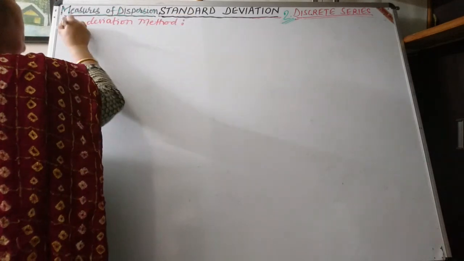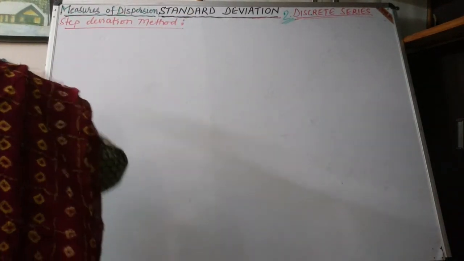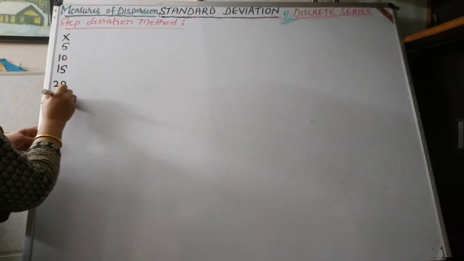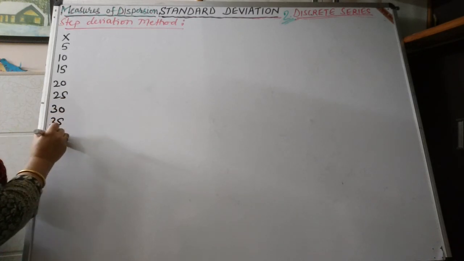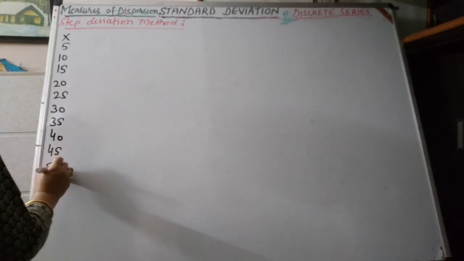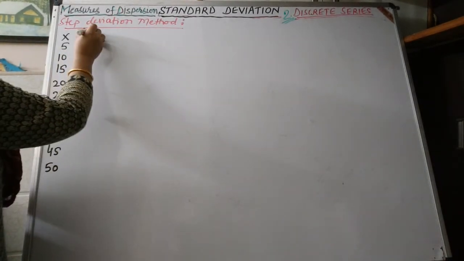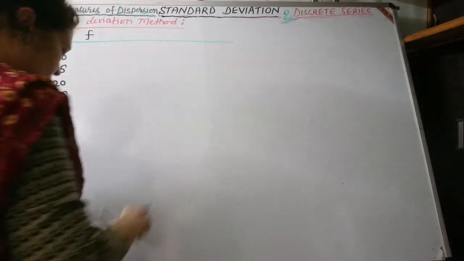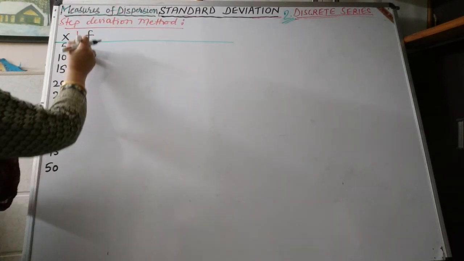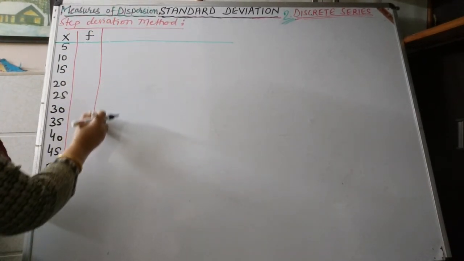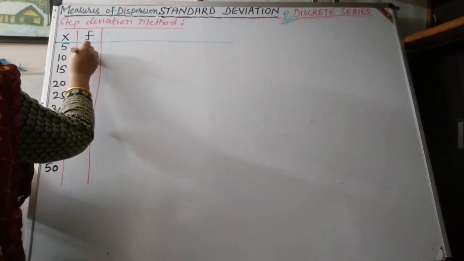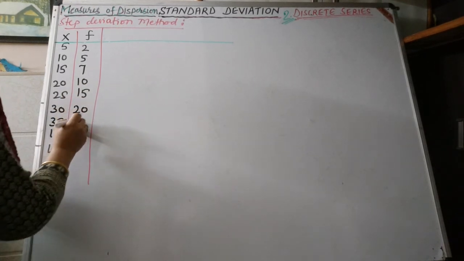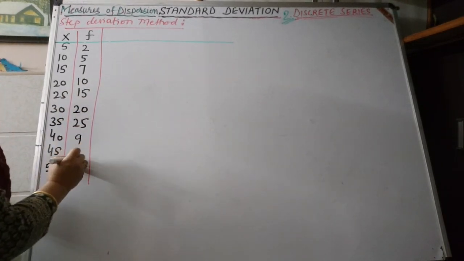Statement: I am writing down the statement. The values of x and f are given. The values of x are 5, 10, 15, 20, 25, 30, 35, 40, 45 and the last one is 50. And the values of f are also given. Frequency is given because this is a discrete series: 2, 5, 7, 10, 15, 20, 25, 9, 5 and 2.